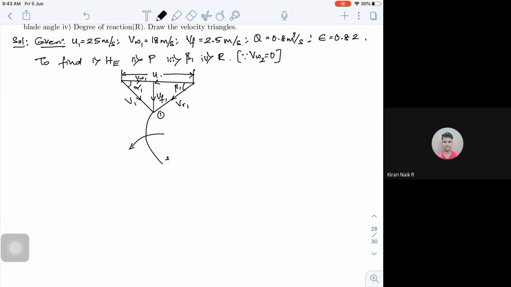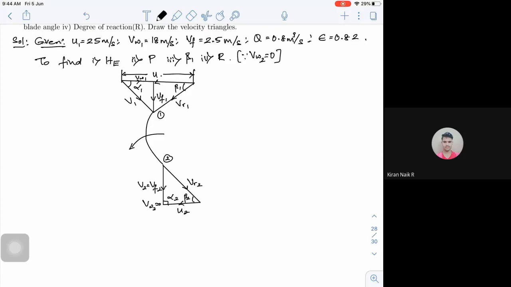Now at the exit, it is completely radial. So my exit velocity triangle will be like this. Fine. So this is my alpha 2. This is my V2, which is equal to VF2, and VW2 is equal to 0. This is my U2, VR2, and beta 2. Same thing. Whatever we have been doing, this is my exit velocity triangle. We have drawn it as per the requirement.